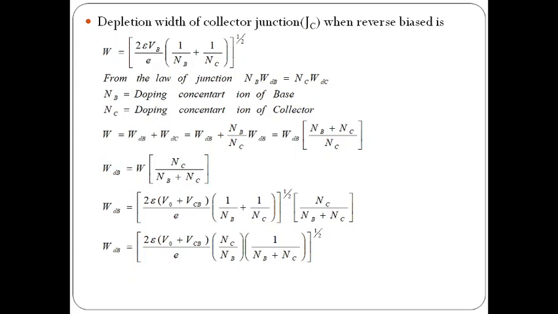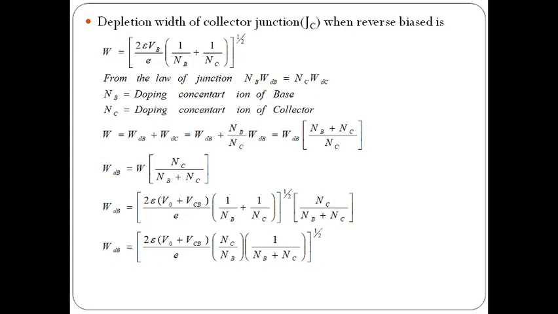So by taking WDB out, WDB equals W into NC by NB plus NC. By replacing the W value from the above formula, WDB equals 2 epsilon, and VB, the barrier potential, is nothing but the built-in potential plus the reverse bias voltage, so it is replaced with V0 plus VCB. So 2 epsilon (V0 plus VCB) by E, 1 by NB plus 1 by NC, all power 1 by 2, and NC by NB plus NC.